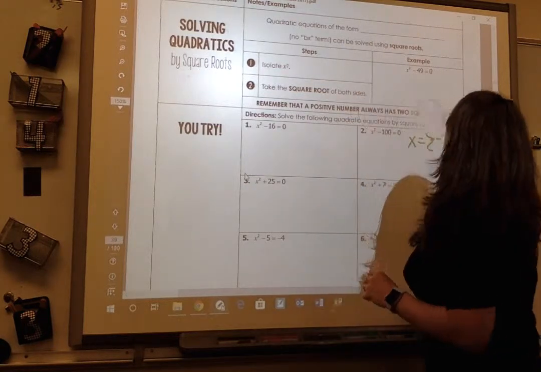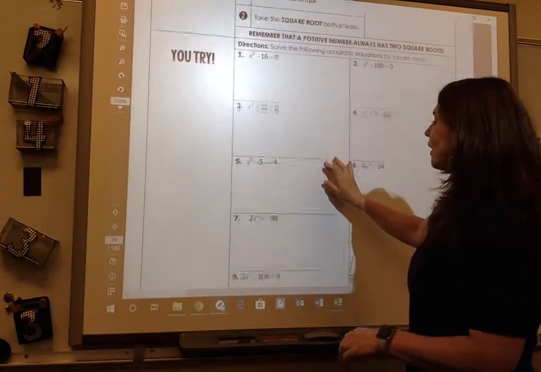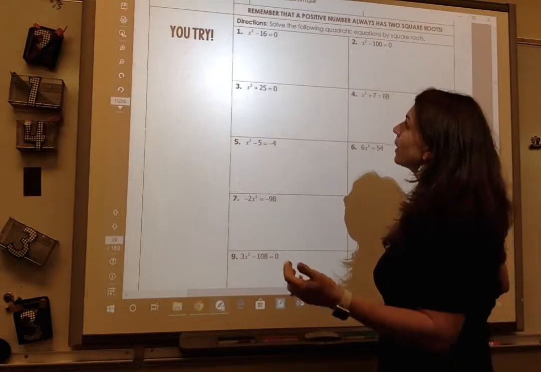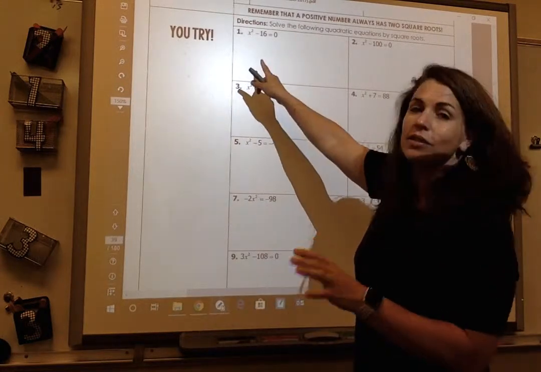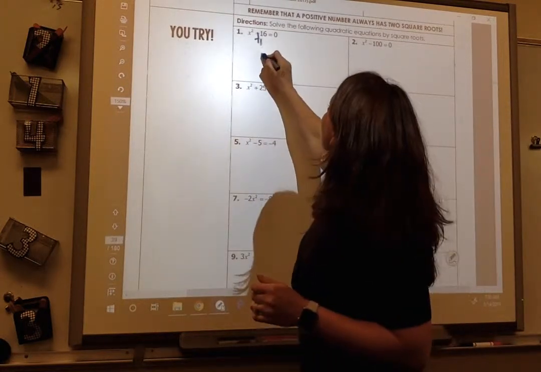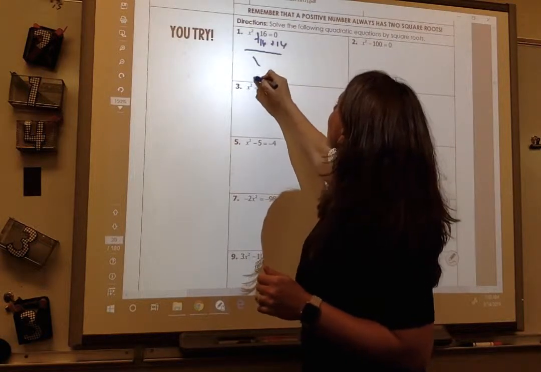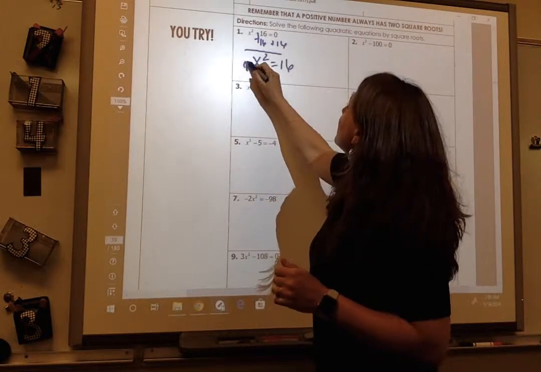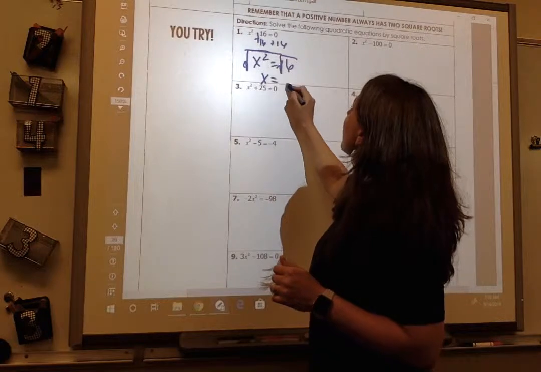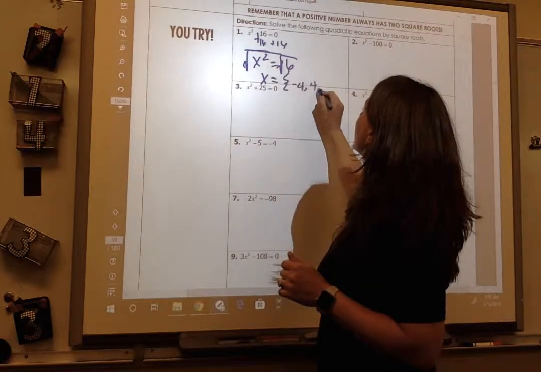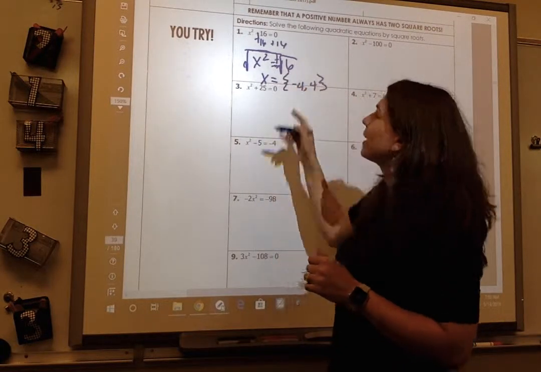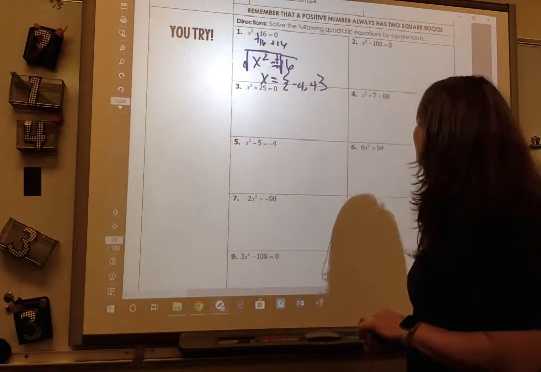All right, so let's do a couple of these examples together. Let's start with number 3. Actually, no, let's start with number 1. So number 1, I'm going to add 16 to both sides, and I get x squared equals 16. Take the square root of both of those, and x equals negative 4 and positive 4, because it's plus or minus the square root of 16.